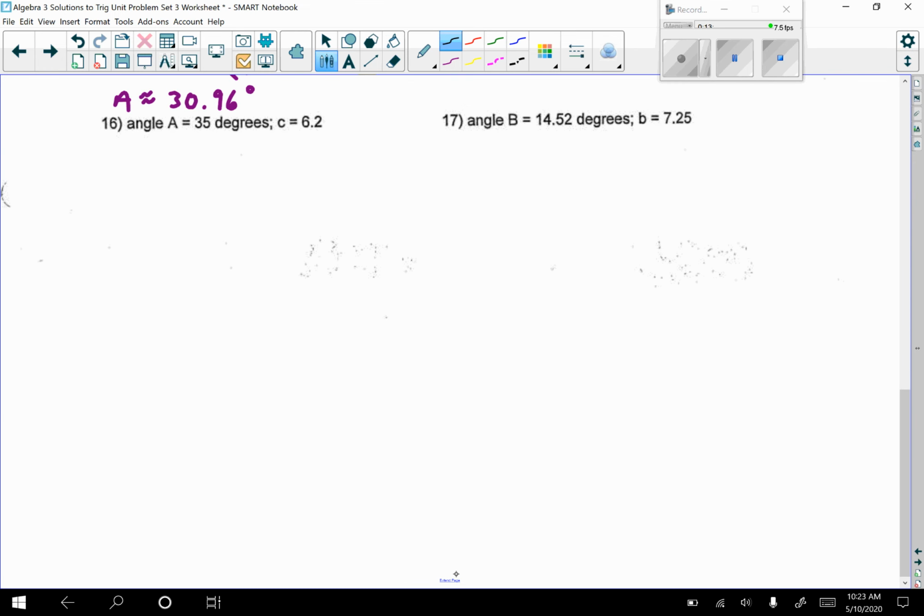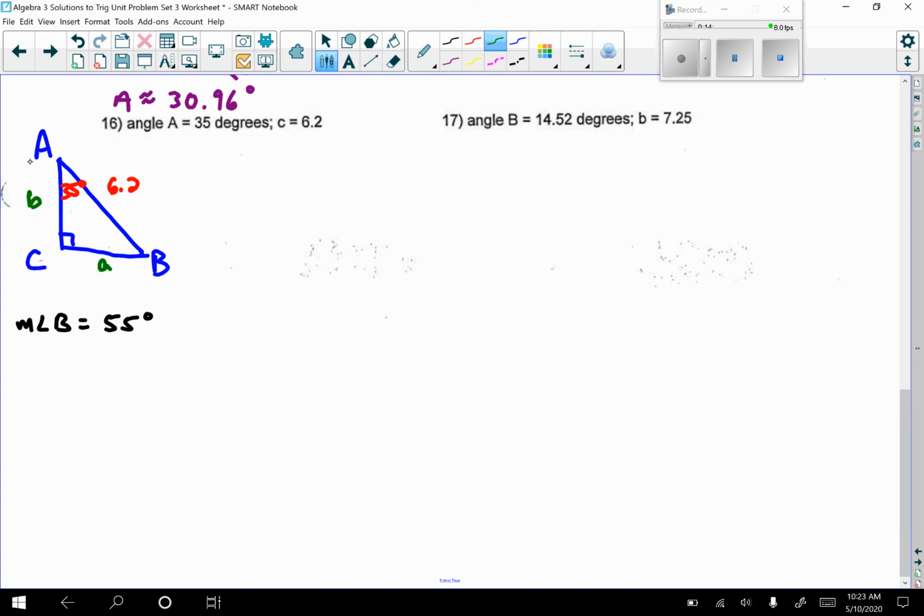So number 16, kind of like the ones before, we're given an angle measure and then just one side. So again, just drawing a right triangle. All right, angle A is 35 degrees. Side C is 6.2. All right, so first we're going to find the measure of angle B, which is just equal to 90 minus 35, which will give us 55 degrees. Then we have our choice of which two sides we want to find, so it really doesn't matter. I'm going to go ahead and find side A next.